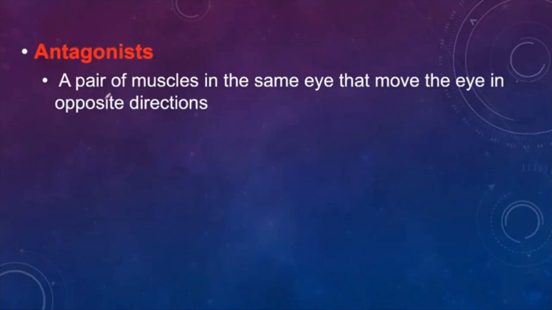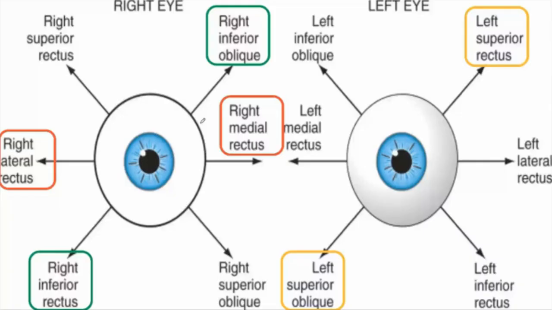Conversely, antagonists are a pair of muscles, again in the same eye, that move the eye in opposite directions. For example, the right lateral rectus will allow the right eye to move to the right, while the right medial rectus, when it contracts, will move the right eye to the left. So the right medial rectus and right lateral rectus are called antagonists.